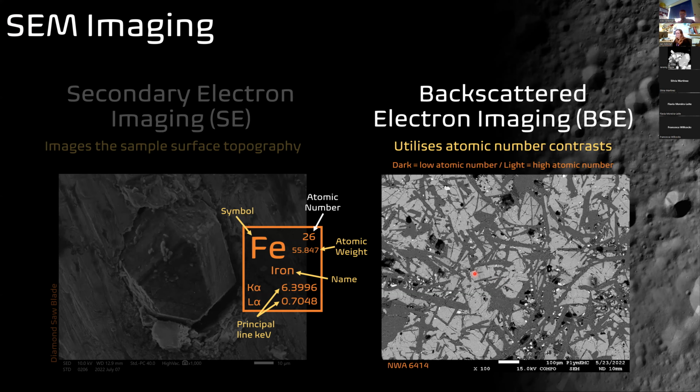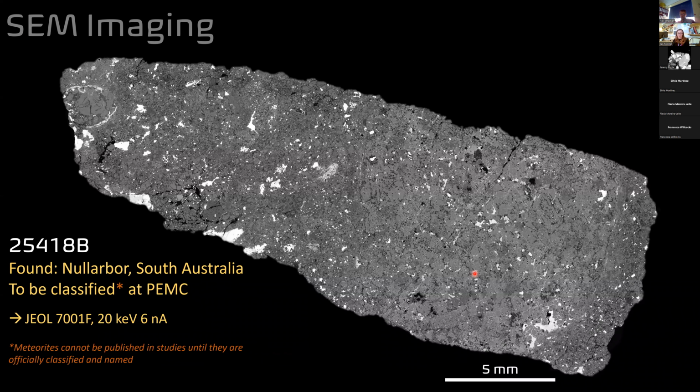So one of the things we do in the lab quite a lot is large area mapping. And this is an example of a meteorite that we're currently working on. This was found in the Nullarbor in South Australia a couple of years ago, I think by my PhD supervisor, because I don't think I found any in 2018. And this is one of the ones we work on classifying.